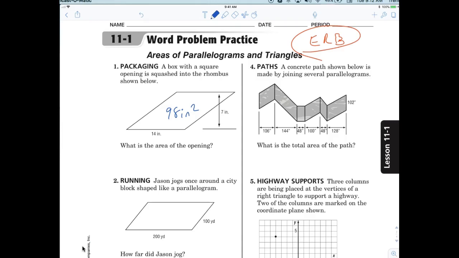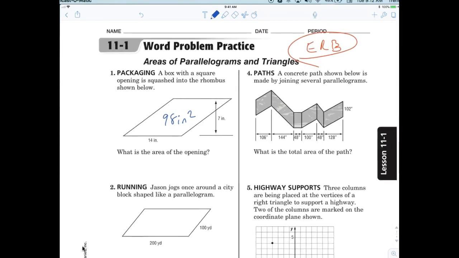One on number 4, the past one. I have a question. Do you just add up all the bottom measures and that makes the base, and you multiply by the top base? Are you talking about number four over here? Number 4 past, right? Yes.